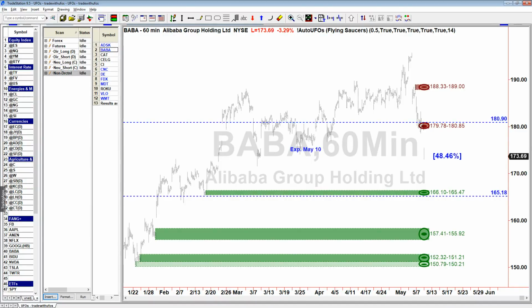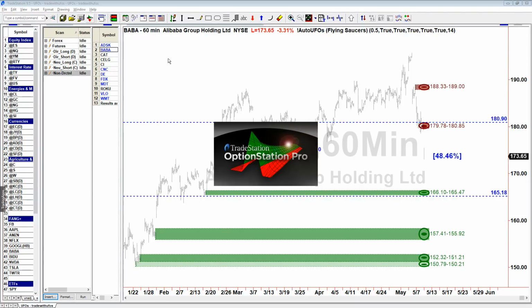So instead of putting too much time on the analysis, now that I know 180, 165, before I do anything else, I'm just going to go ahead and look at the option chain, which for whatever reason is not loading. Maybe I didn't click properly. Okay, now it's loading. Cool.